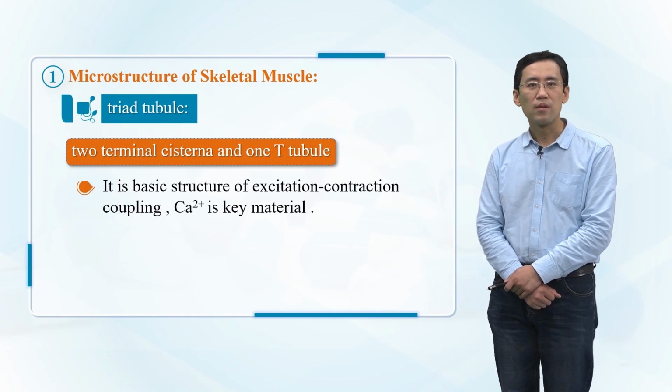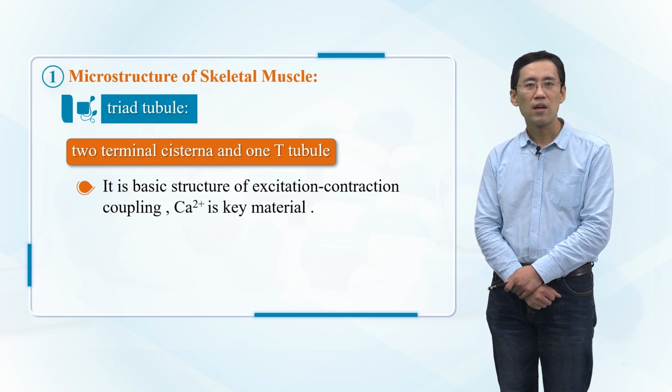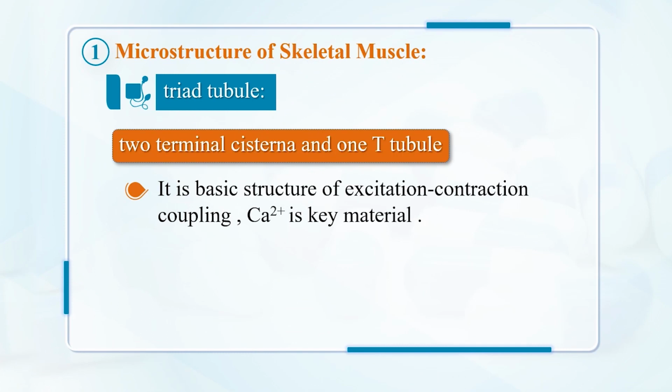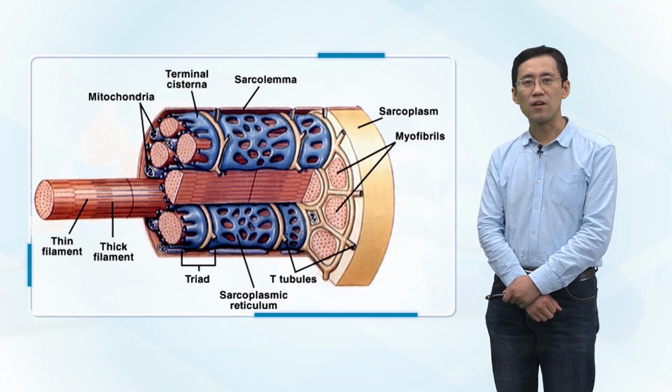Triad tubule. There are two terminal cisterna and one T-tubule. It's the basic structure of excitation-contraction coupling. The key point is calcium ions. It's a key material. Let's see this picture.